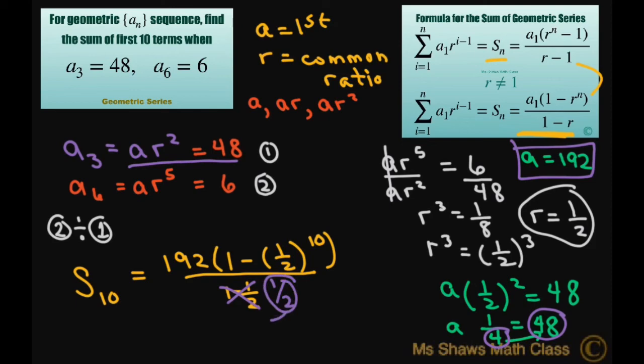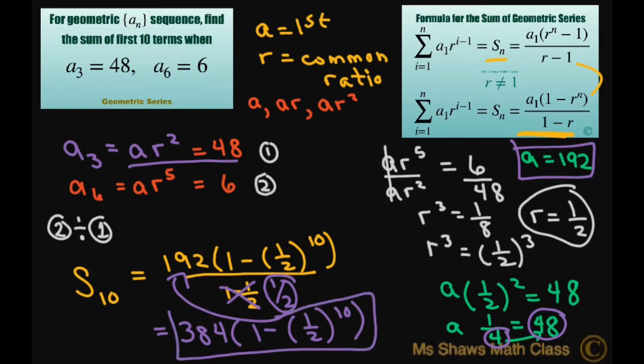Now this just equals 1/2. So basically, you're going to multiply 2 times 192, which is going to give you 384, and then you're going to have 1 minus 1/2 to the power of 10. And this is your sum.